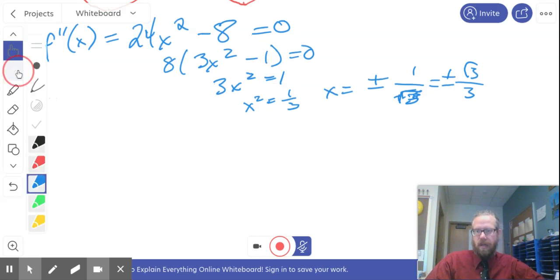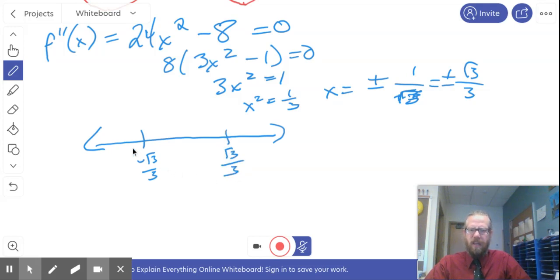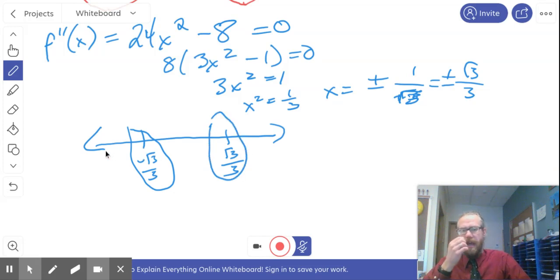So if I set up my number line here, I've got a negative square root of 3 over 3 and a positive square root of 3 over 3. And again, just to keep track of things, I'm going to circle those. Those are my key values. And a similar process to what we did before: before I picked out a number in each of these sections and plugged it into the derivative to find out if it's increasing or decreasing. Doing the same thing, just with the second derivative.